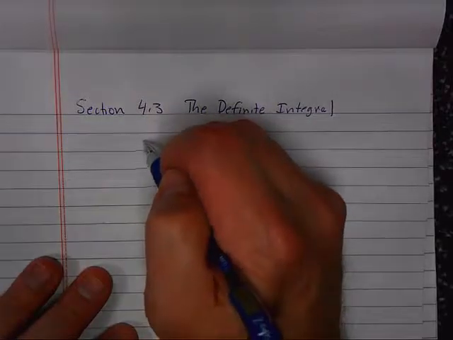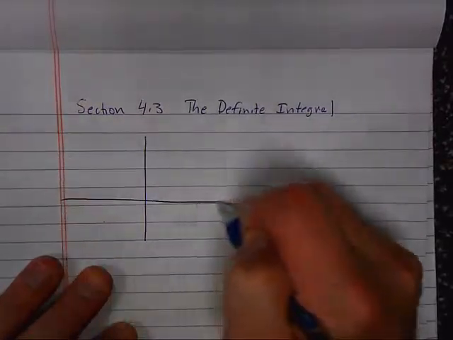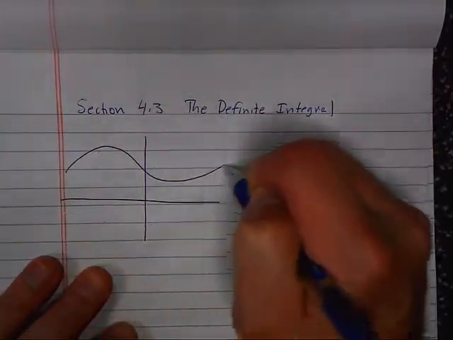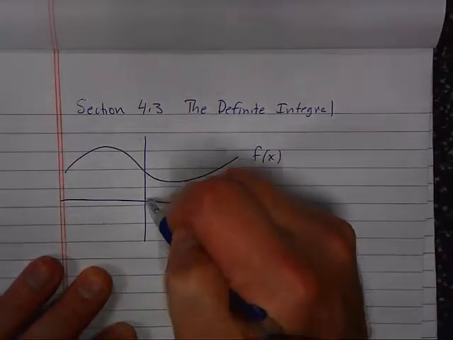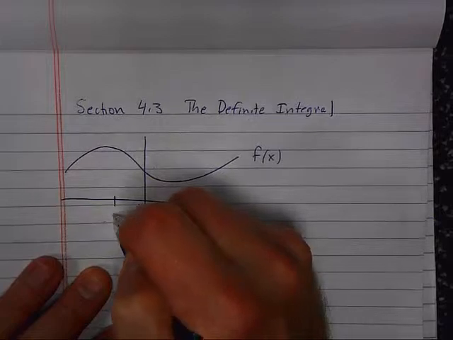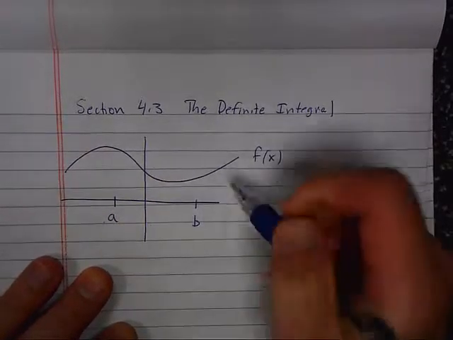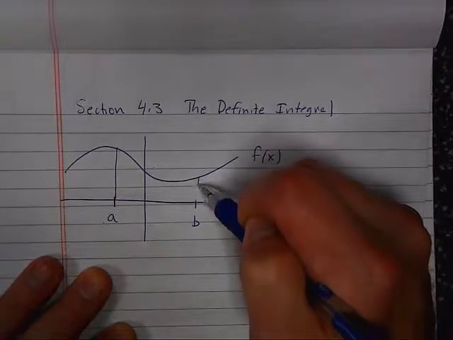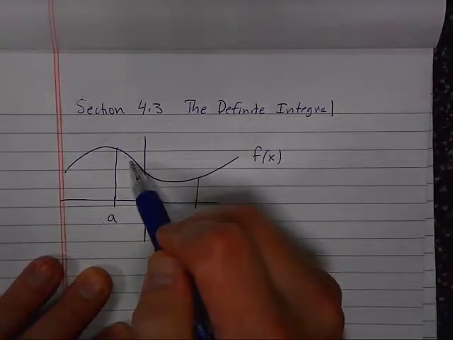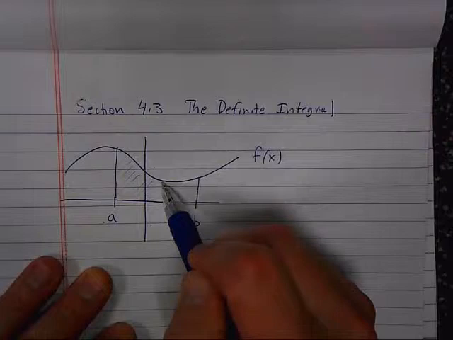Section 4.3 is called the definite integral. Now, over the past few days, we've had a function such as this, maybe some function f of x, and we've wanted to find the area from, maybe we'll start here at A and we'll end here at B. So we wanted to find the area above the axis and below that graph. So we've been looking at that area.